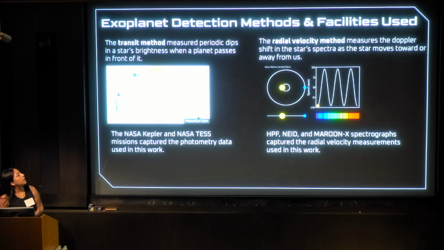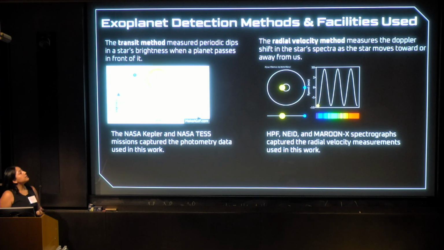On the right, we have the radial velocity method, which measures a tiny wobble of a star caused by the gravitational pull of an orbiting planet. We detect this wobble through shifts in the star's light, known as Doppler shifts. This can tell us the planet's mass and helps us confirm whether a signal from the transit method is truly caused by the planet. The data that we used is from the spectrographs HPF, NEID, and MAROON-X.